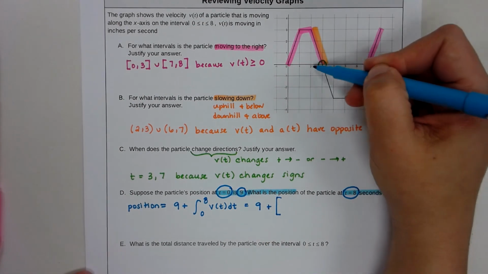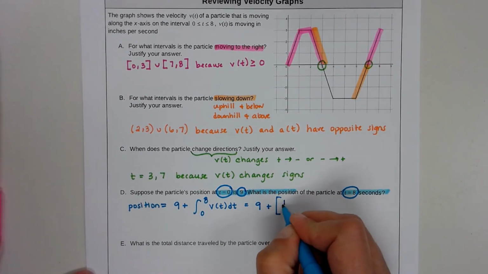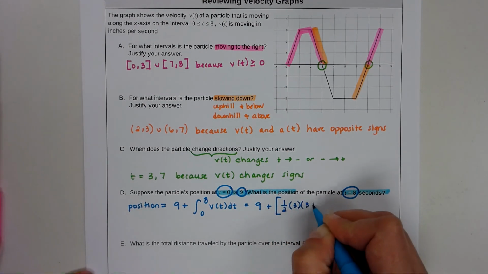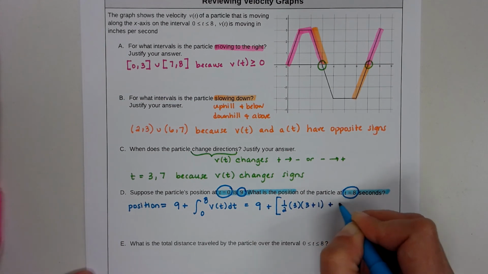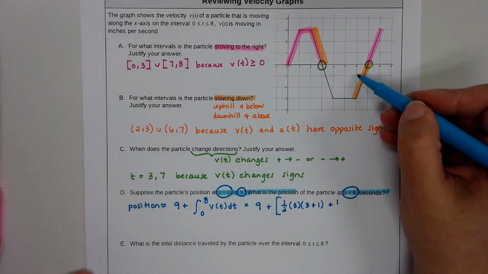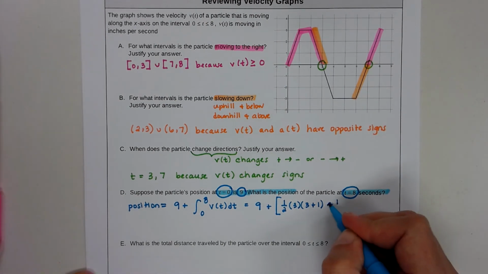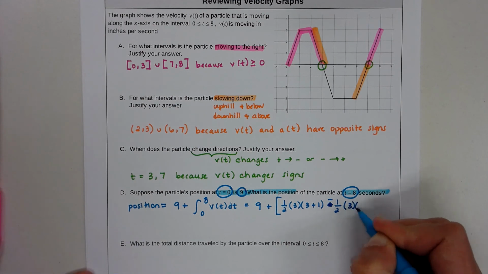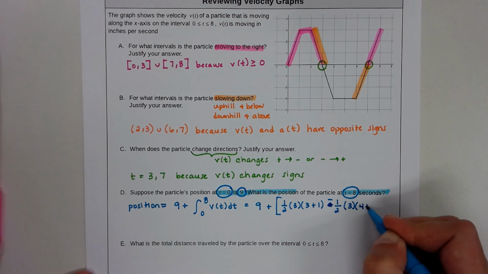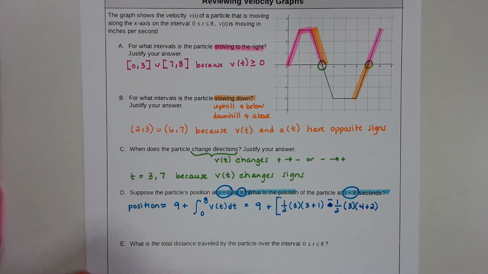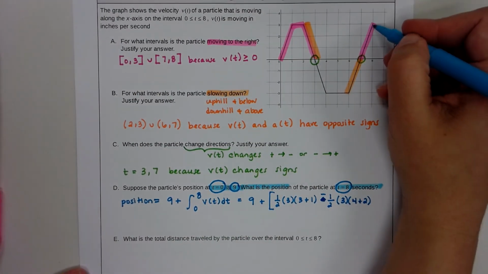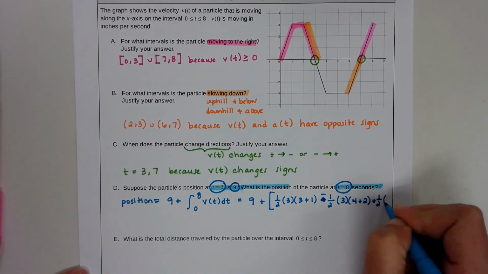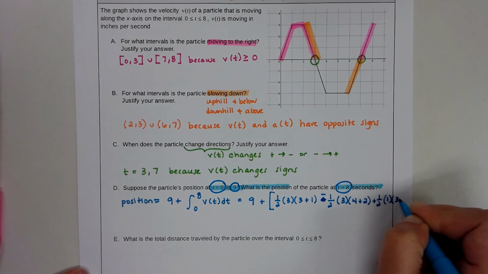This first area right here on the graph is just a trapezoid. So I would have 1/2 times the height, which is 3, times base 1, which is 3, plus base 2. Then the second area is a trapezoid, but it's below. So instead of a plus, I would have a minus 1/2 times the height, which is 3, times base 1, which is 4, plus base 2, which is 2. And last but not least, I have this third area over here, which is a triangle. So I would have 1/2 times the base, which is 1, times the height, which is 3.